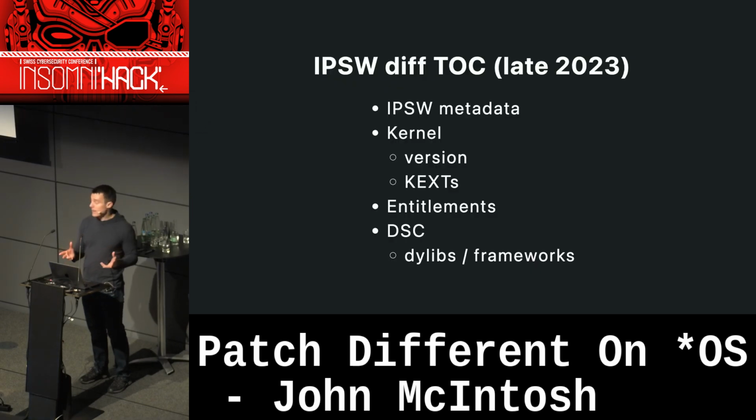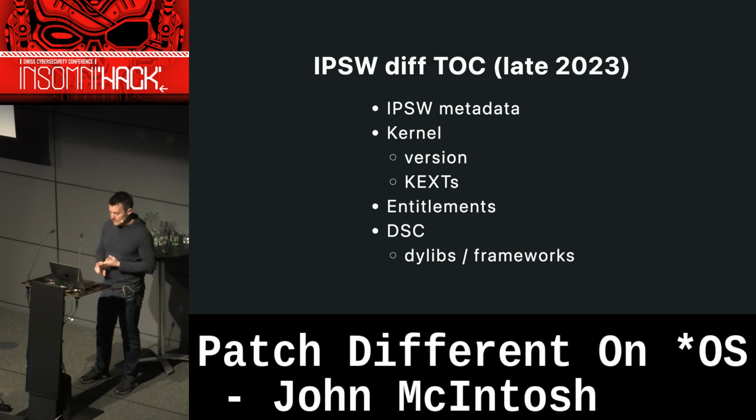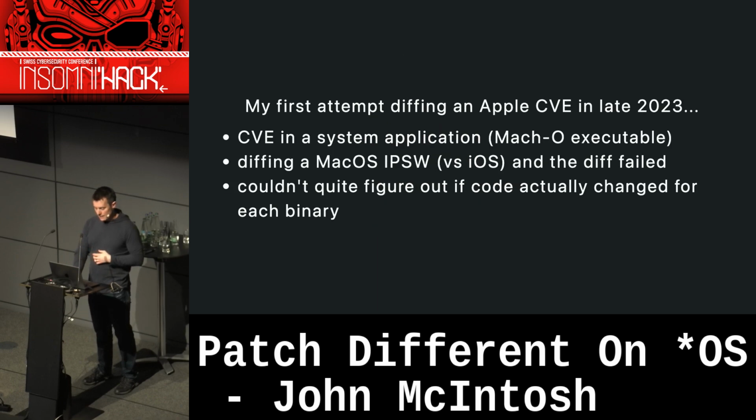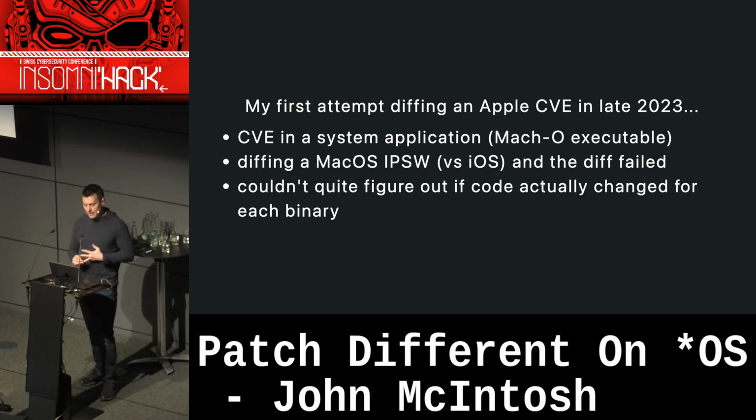And this is what it looks like in late 2023. It could tell you about kernel extensions, entitlements, and it could tell you about dylibs and frameworks inside the dynamic, or the DYLD shared cache, the DSC. And when I first tried it back in 2023, it actually didn't work as well for me because I was trying to diff two IPSWs on the Mac operating system versus iOS. And so I ran into some issues.